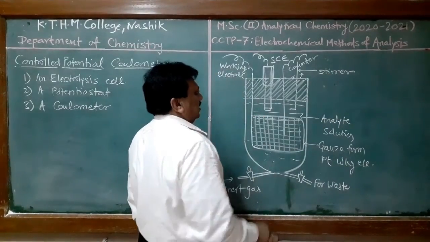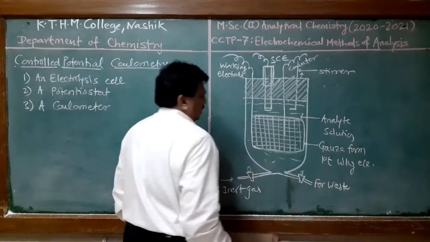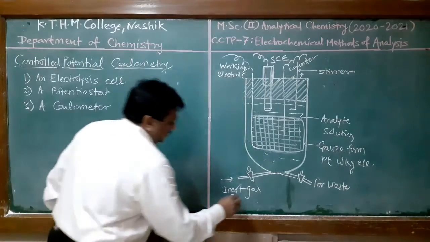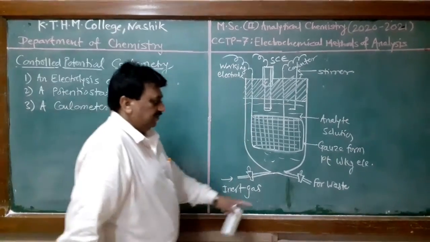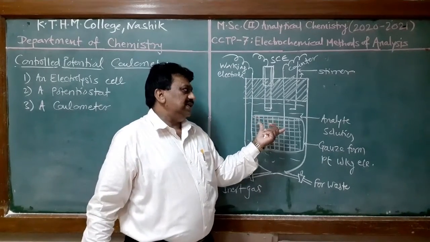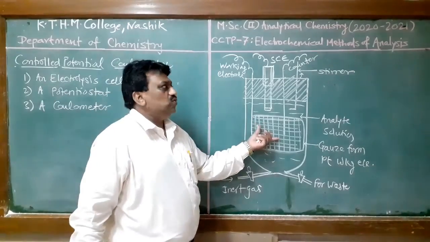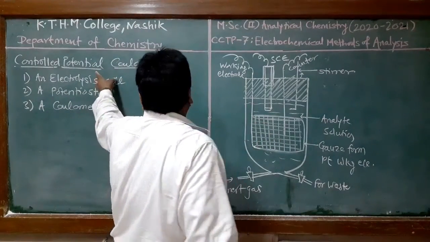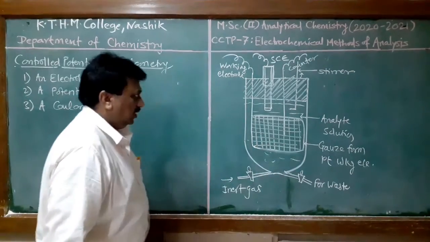This is the stirrer, and here this is the inlet and outlet for inert gases and to remove the waste material. Therefore, this is a figure of an electrolysis cell, which is useful for the electrolysis process, which is carried out by controlling the potential of the working electrode.